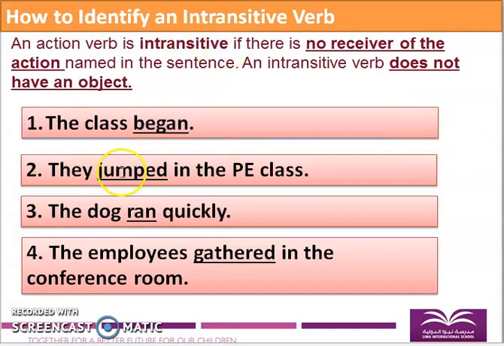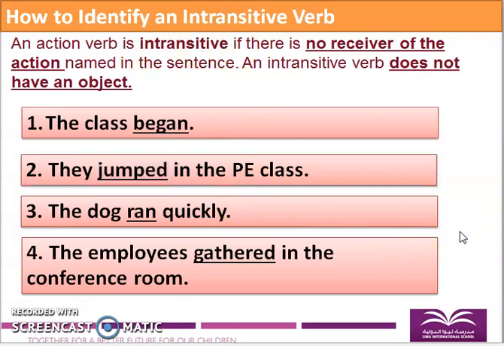Number 2. They jumped in the PE class. What is our verb here? Jumped. And jumped is an example of intransitive verb. But why? Because it does not have the receiver of the action. But what about in the PE class? What is this then? In the PE class is not an example of object. This is an example of prepositional phrase. So, the word jumped here is an example of intransitive verb.